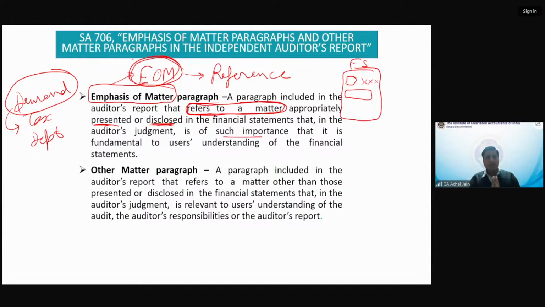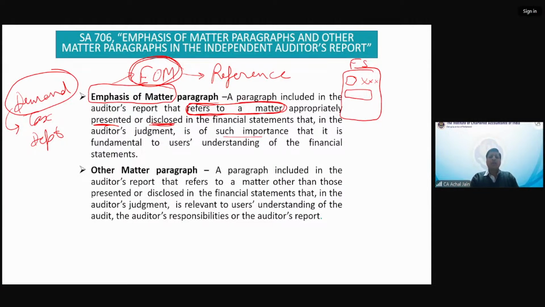Understood? Understood about the meaning of EOM and where it is required to be covered? And at the same time, hopefully you have understood that EOM doesn't mean that there is a modification. There's no material misstatement in relation to EOM. Everyone clear on this?